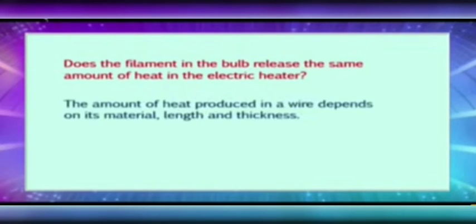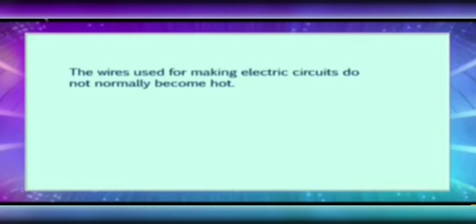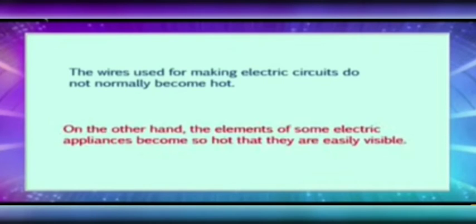The amount of heat produced in a wire depends on its material, length and thickness. Thus, for different requirements, wires of different materials, lengths and thickness are used. The wire used for making electric circuits does not normally become hot. On the other hand, the elements of some electric appliances become so hot that they are easily visible.